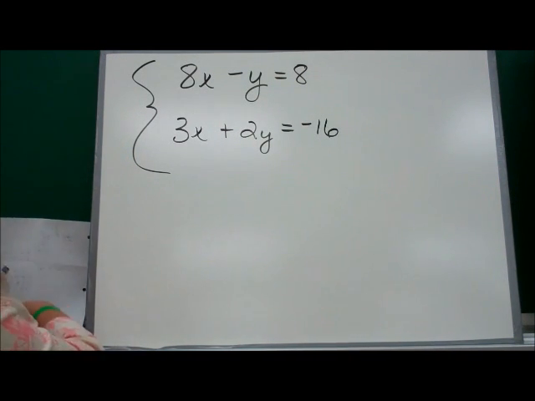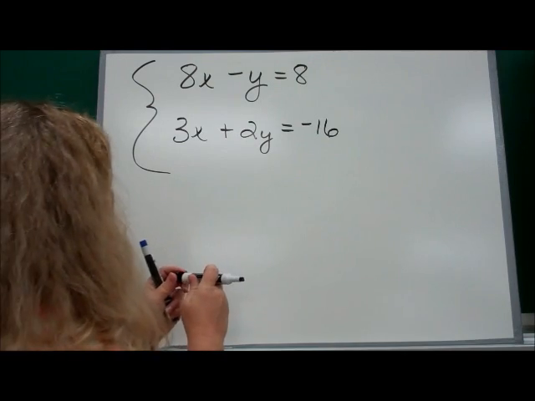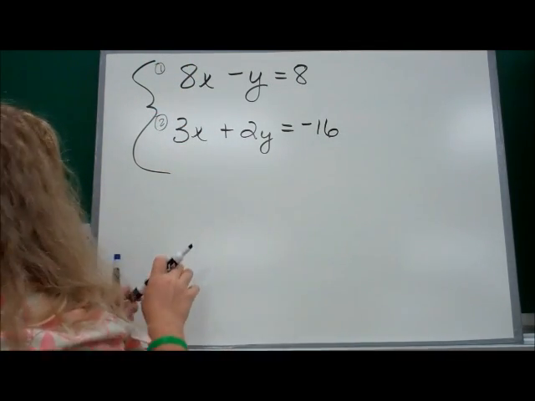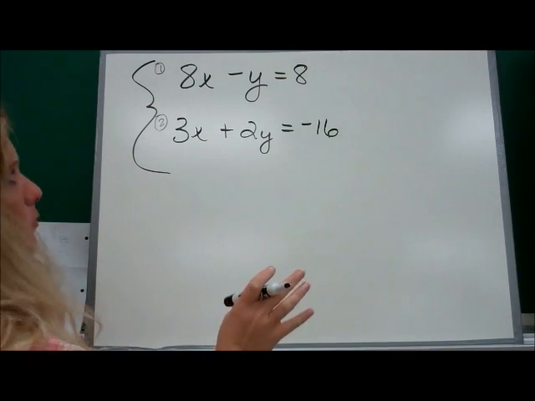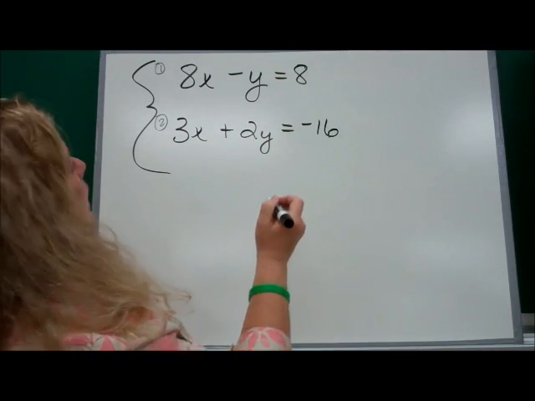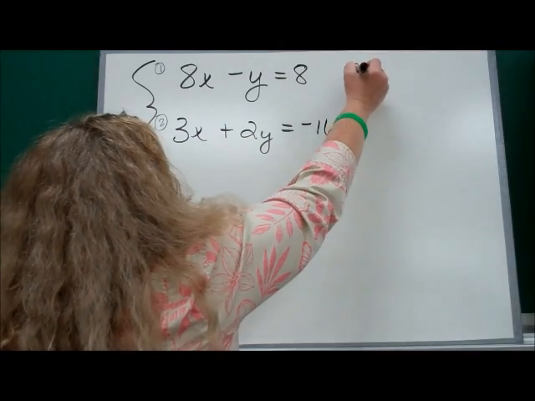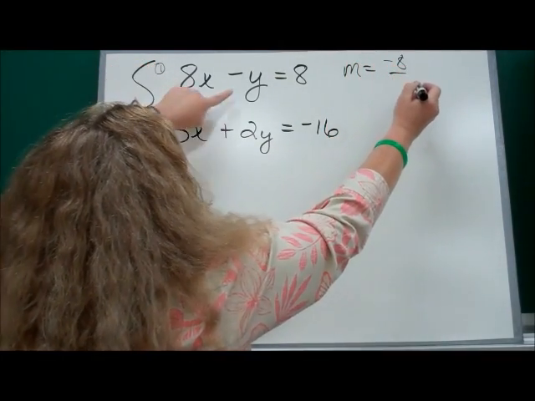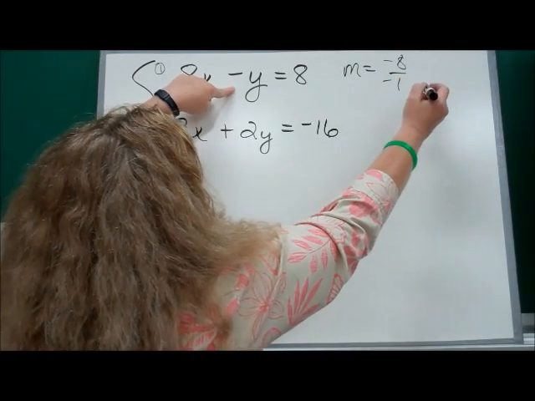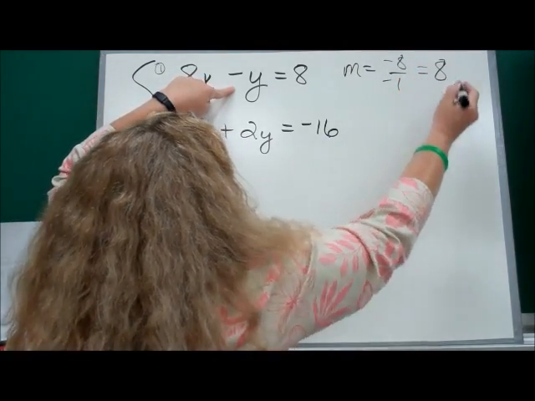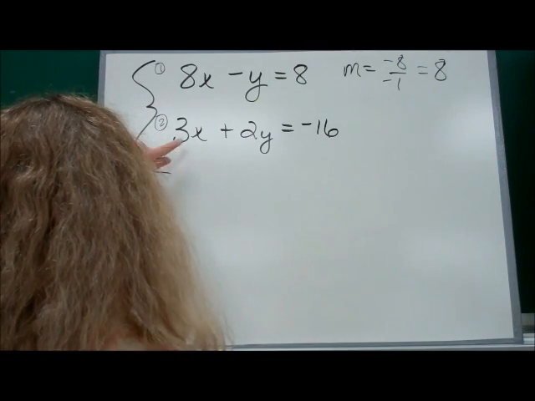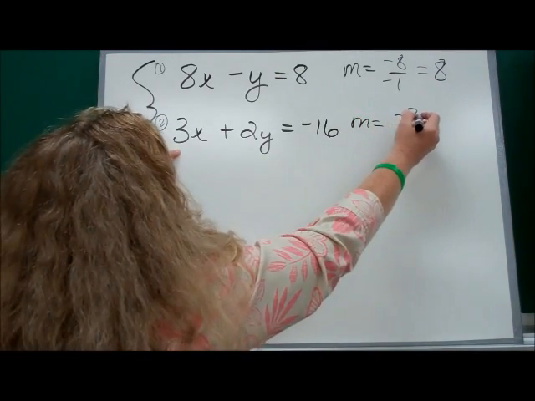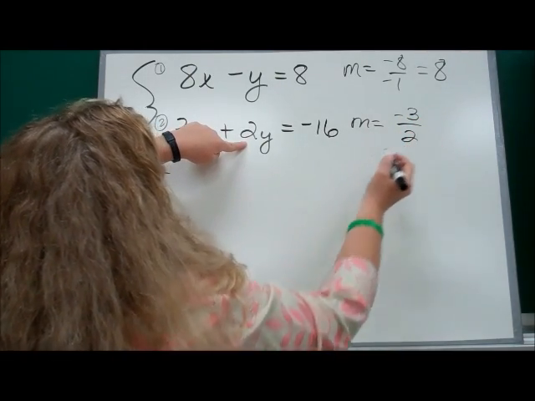Okay. Solving by graphing again. Okay, we can number the equations 1 and 2. We're going to use that for when we find our points. Next one, find your slope for each one. M equals negative a over b. In this case, it's negative 1. So m equals positive 8. Here we've got your slope is equal to negative 3 over 2.